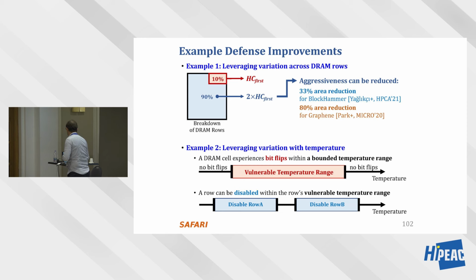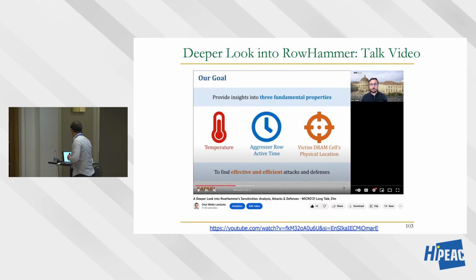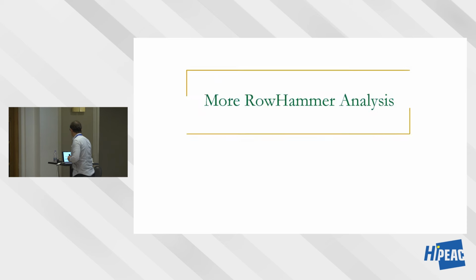Let's look at the variation. So we found out, for example, that 10% of the DRAM cells are twice more vulnerable compared to the remaining 90% of the DRAM cells. Now, if you know which DRAM cells are more vulnerable, you can customize your defenses to protect the more vulnerable ones more. And we showed significant area reductions for state-of-the-art mechanisms, which we will briefly talk about some of them. Okay, I'm not going to talk about the temperature because we still have more things to cover. And there is a lot of information on this topic.